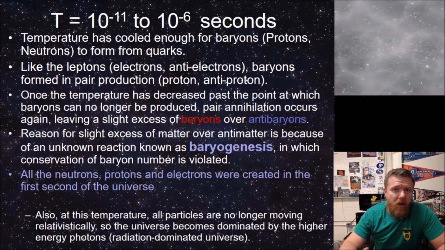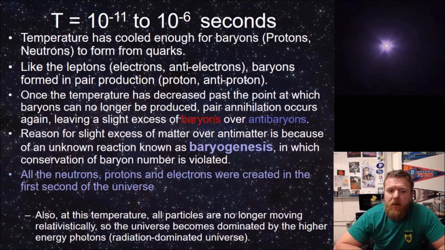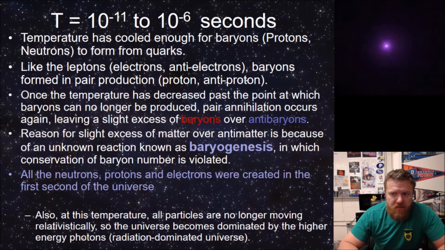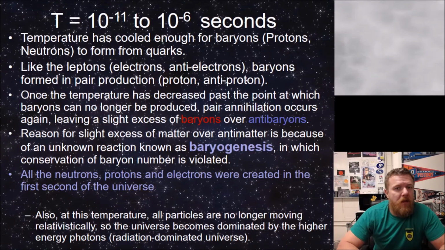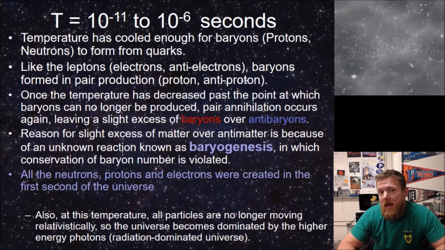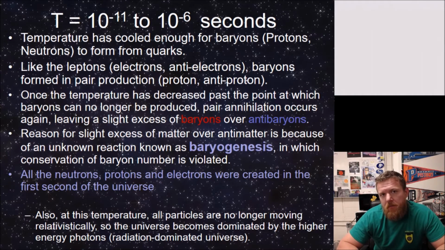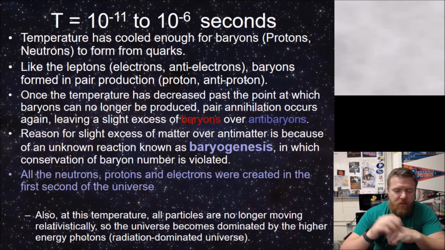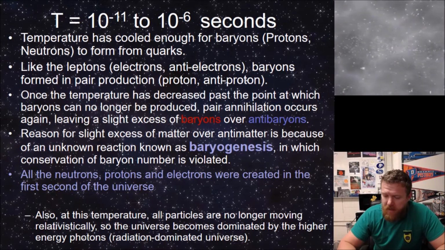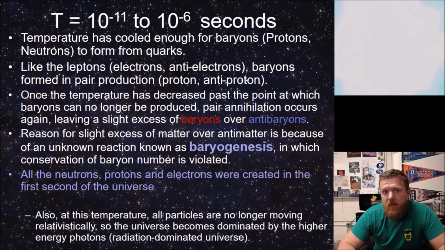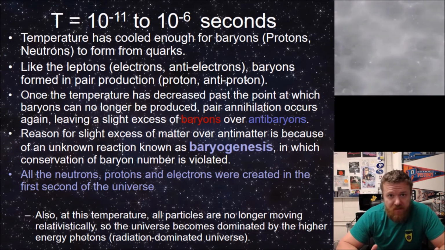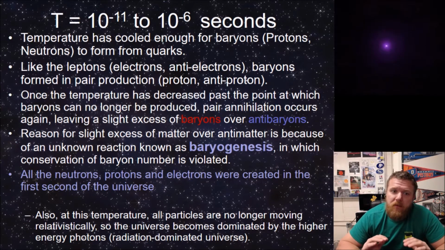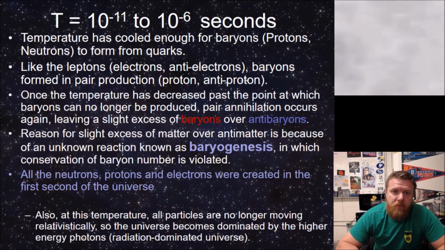This time period where baryons are being produced is known as baryogenesis. Baryo meaning baryons, genesis meaning to make. Baryogenesis is the time between 10 to the negative 11 and 10 to the negative 6 seconds after the Big Bang, where the temperature is cool enough for quarks to start to form baryons, neutrons, and protons. Which means every single proton, every single neutron, and every single electron that exist in the universe were formed in the first second after the Big Bang. If you find a proton anywhere in the universe, it was formed during baryogenesis, during this time period. Every single one of them.